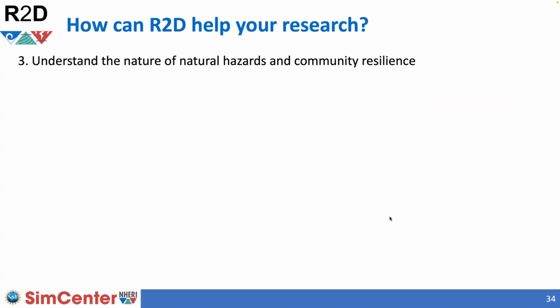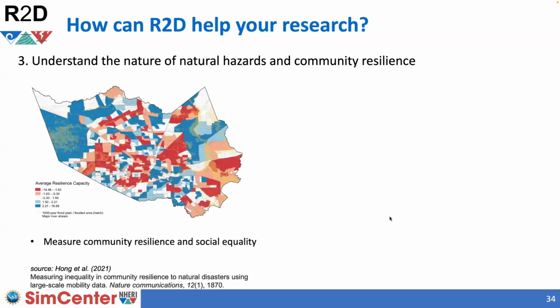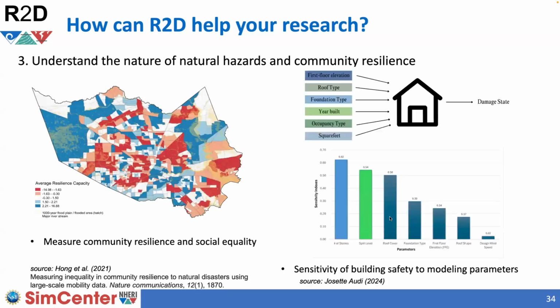And in the end, we can also use R2D to understand the nature of natural hazards and community resilience. Perhaps you are developing new metrics for community resilience and social equity. And perhaps you are studying what the dominant factor in building safety is in a regional earthquake event so we can build safer houses. Using the data generated in R2D can save you a lot of time generating the data by yourself. You could just use the data, study it, and complete your research goals.